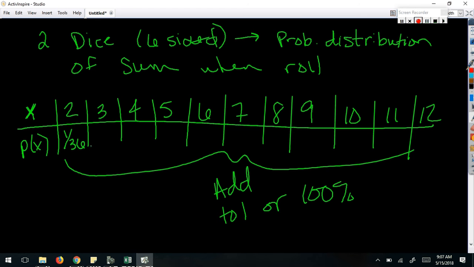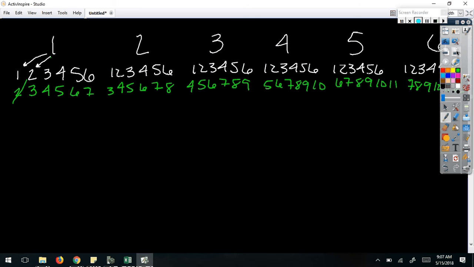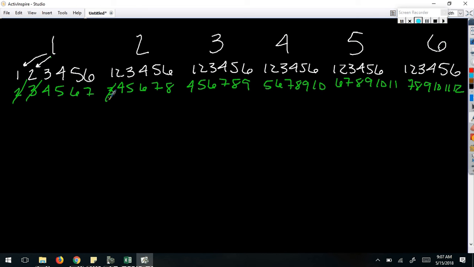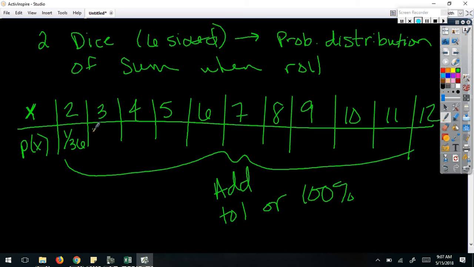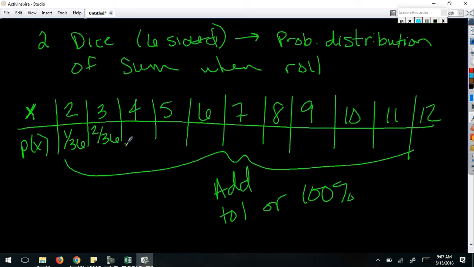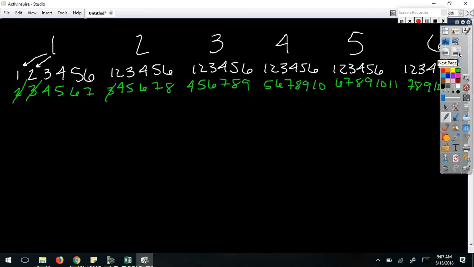But now if I look at 3, I see 1, 2, right? I can roll a 1 and a 2 or a 2 and a 1. There's no other way to get 3. That's it, right? So 2 out of 36. Is this making sense to you? So when I'm done, my whole bottom should sum to 1 or 100%.